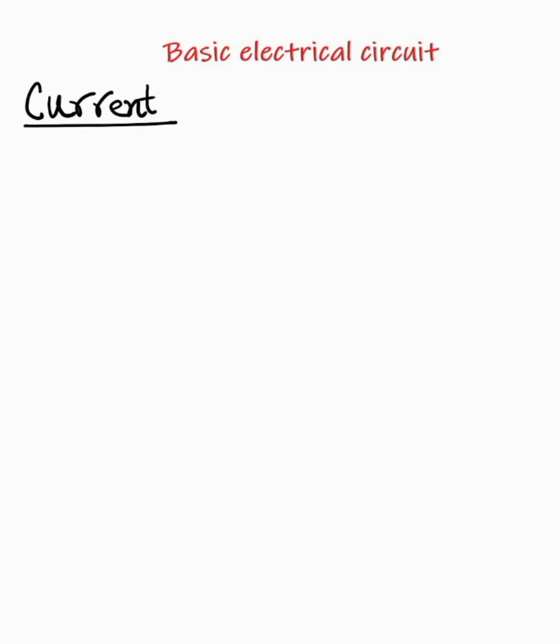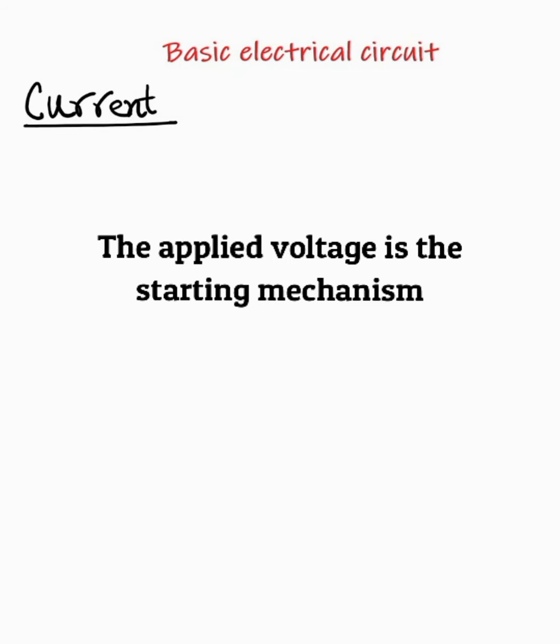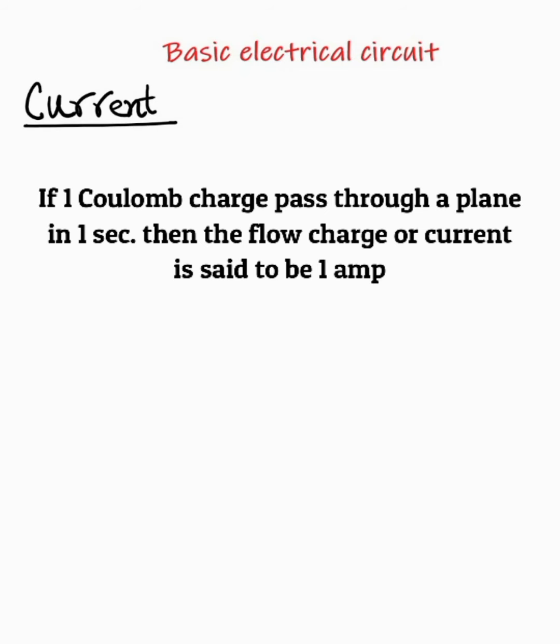First of all, what is current? Current is born when voltage is applied in a circuit. The applied voltage is the starting mechanism. If 1 coulomb of charge passes through a plane in 1 second, then the flow of charge, or current, is said to be 1 ampere.